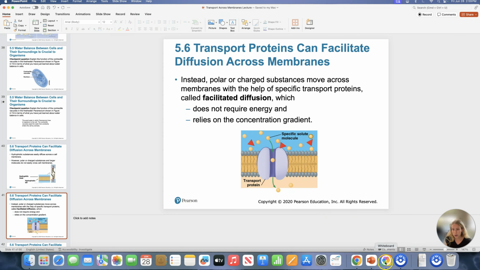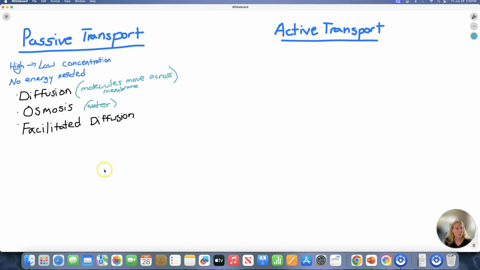I'm going to go out to our little whiteboard here. I made some changes from what you saw in the last video, and I added facilitated diffusion here. It is still a type of passive transport, so the passive transport rules apply. Molecules move from high to low concentration, and no energy is required. The difference in facilitated diffusion is that a transport protein is needed. So I'm going to write transport protein here.